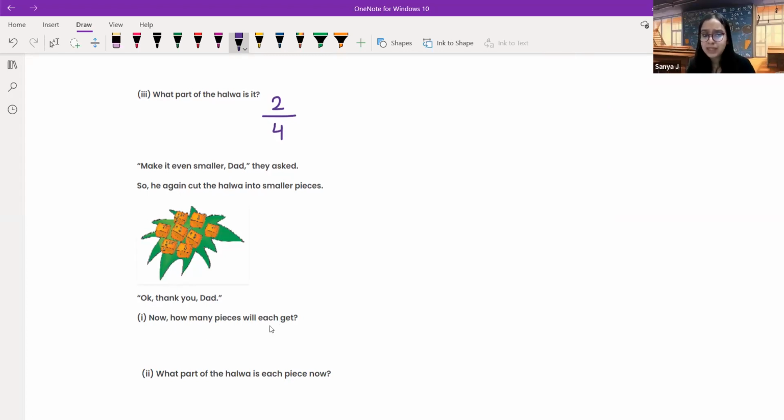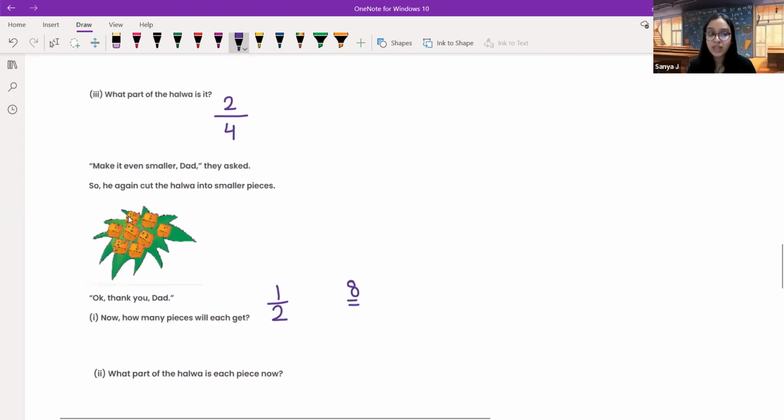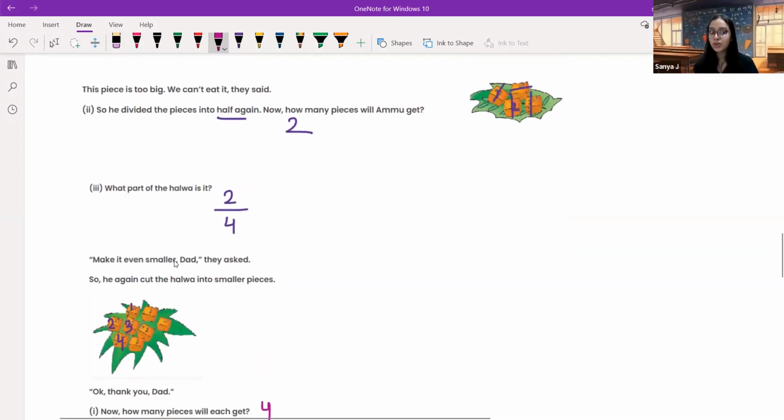Now, how many pieces will each get? Okay. Now, they are getting half every time. And the total number of pieces is 8. Correct? So, out of 8, Amu gets 1, 2, 3, and 4. 4 pieces. So, the fraction can be written as 4/8. That is 4 out of 8 parts. Okay. 4 pieces are got by Anu and 4 pieces are got by Amu.